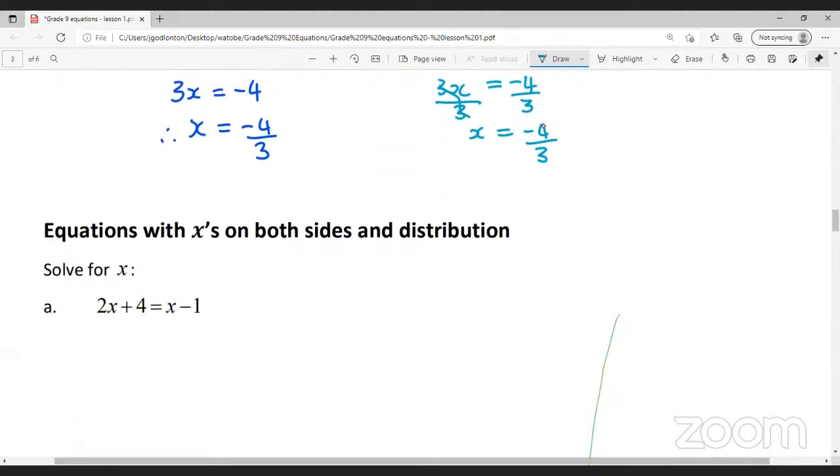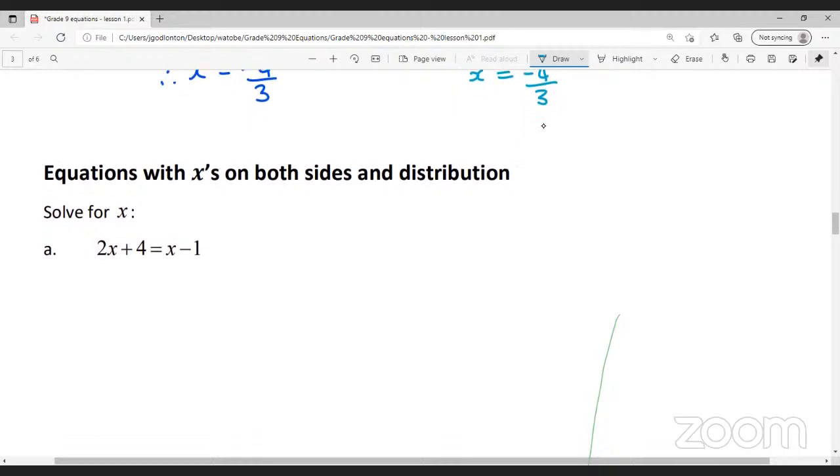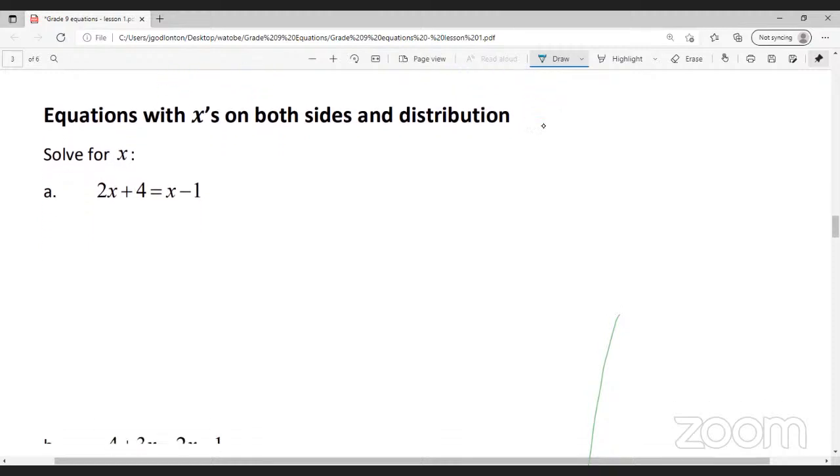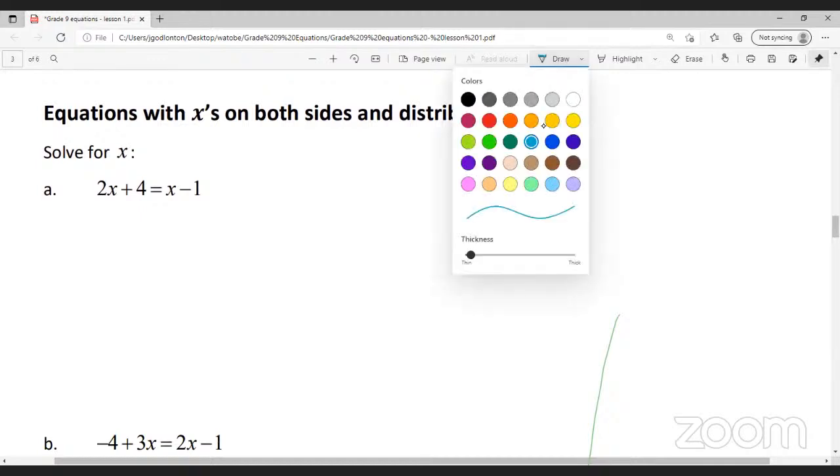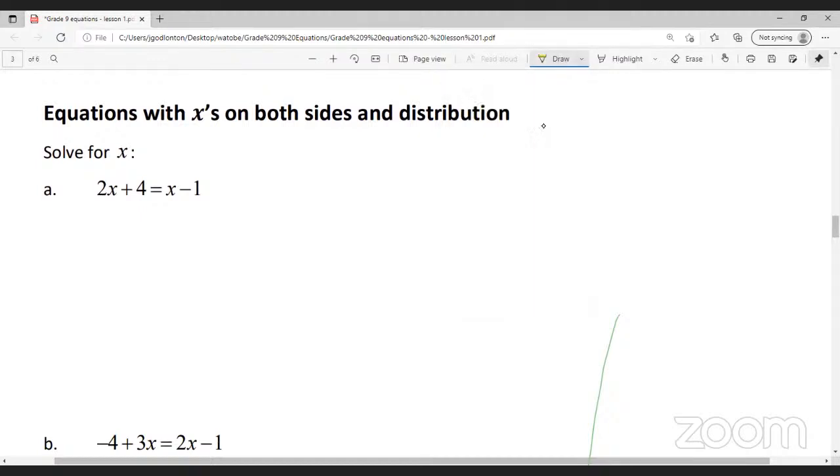Okay, now we're going to start making things a little bit trickier. We're going to have x's on both sides of the equation. So I'm going to do this first one with you, and then I'm going to let you work through the next couple. So when we have x's on both sides, we want to have x's on one side, and then we want to have numbers on the other. So all of our constants, we want to have them on the other side.